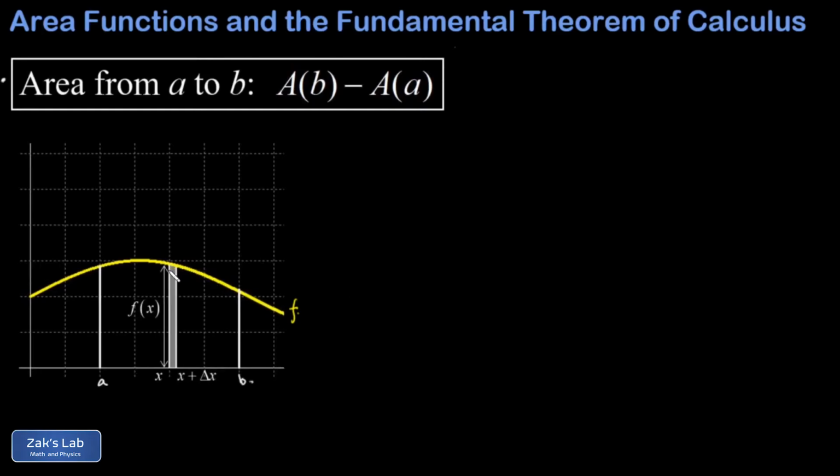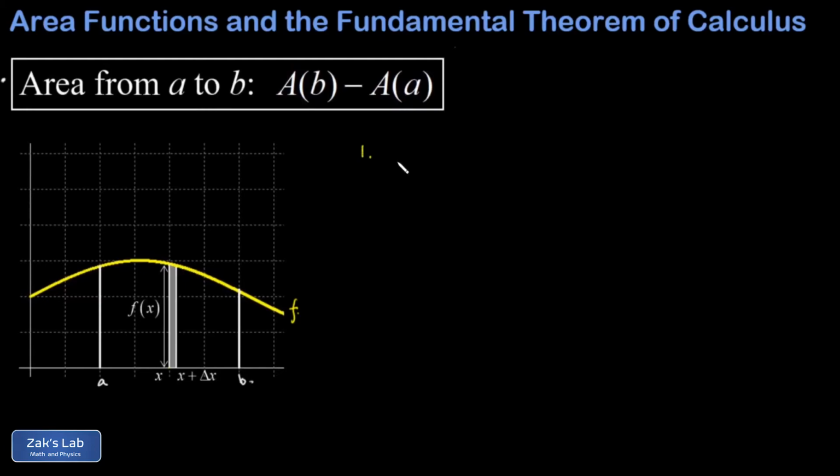And what I'm pointing out in the picture is that if I look at a thin slice under this function, that's a little increment of area, and there's two different ways to represent it. So notice that the left end of that little slice happens at x, the right end is at x plus delta x, and the height of that little slice is going to be the y-coordinate corresponding to x, in other words, f of x. And I can represent that rectangle area in two different ways.